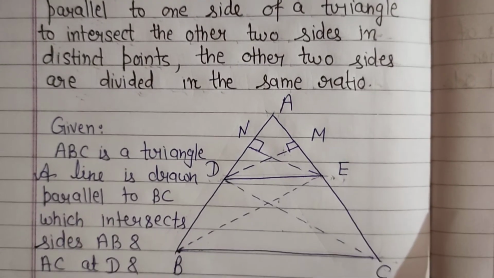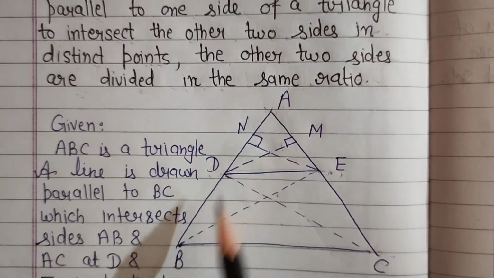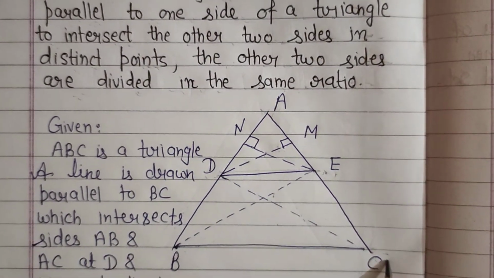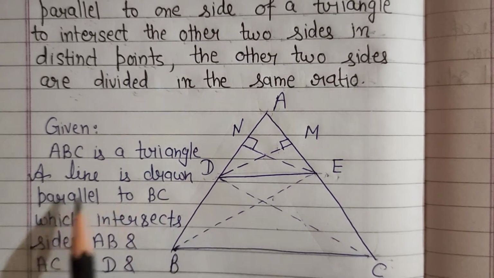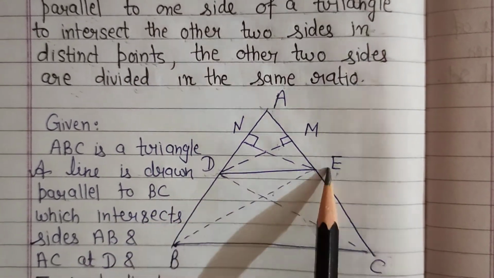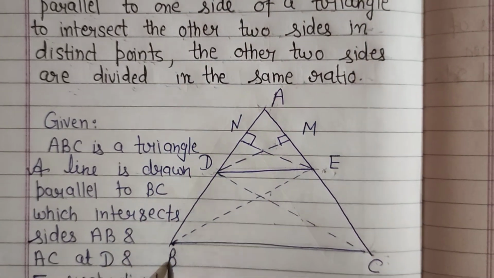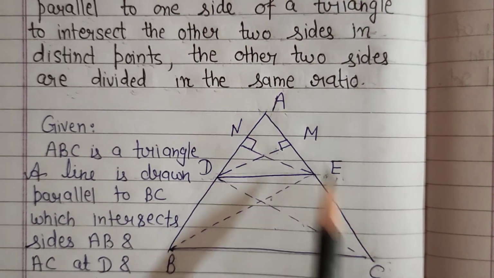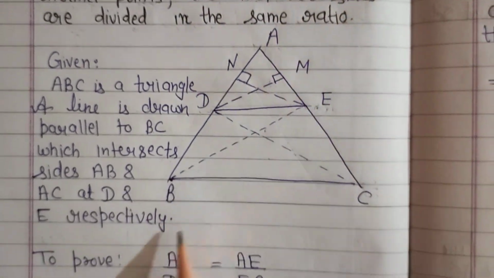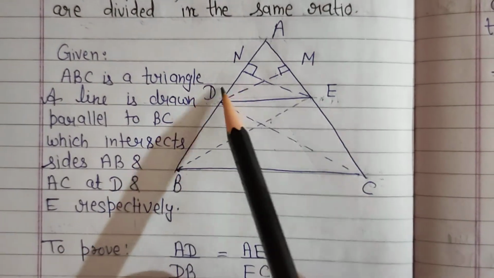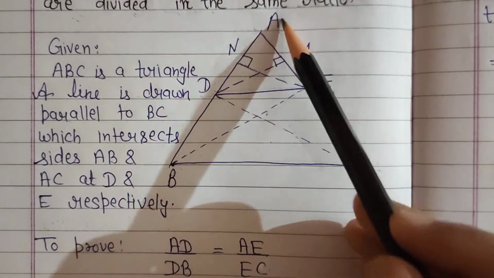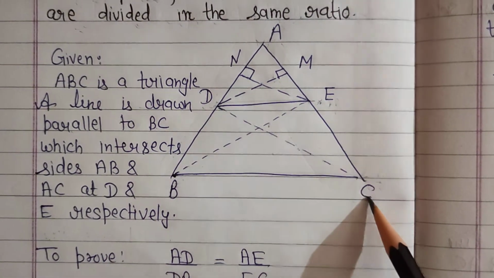Now this is the figure of the given theorem. Here ABC is a triangle. A line is drawn parallel to BC. Here DE line is drawn parallel to BC to intersect AB at D and AC at E. And we have to show that AD by DB is equal to AE by EC.